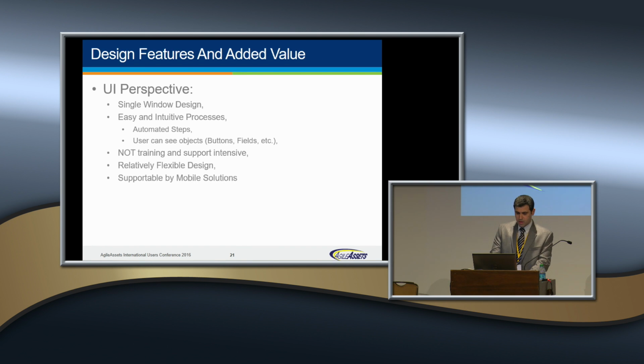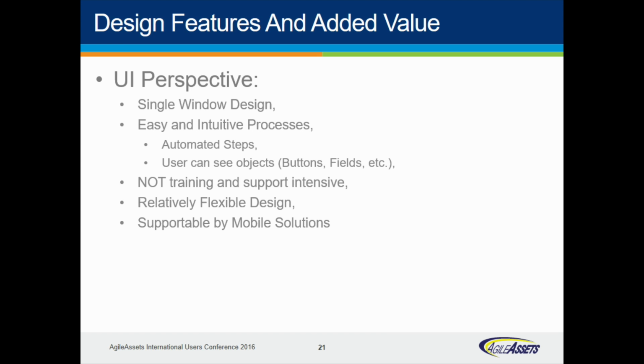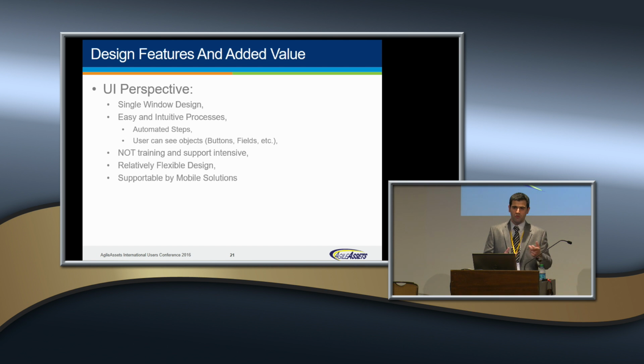Some of the key features and added value of this design from a user interface perspective: it's a single window design. We used to do this kind of thing in multiple windows, like the RQC process, by passing the asset from window to window. Now everything, inventory, inspection, and work request, is handled in one window. It is easy and intuitive to use. All the steps are automated and the user can see all the buttons, fields, and everything they need to work with in a single window, so it's really hard to get confused and get lost.